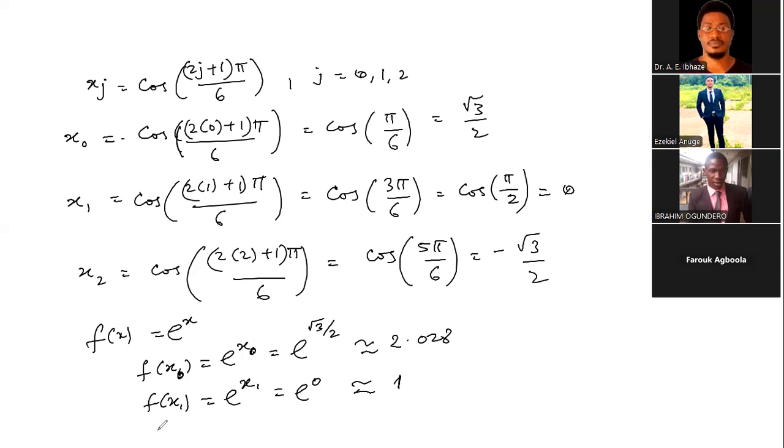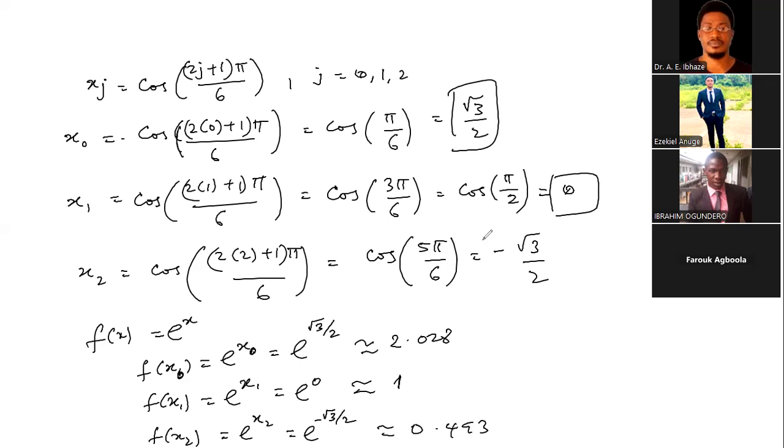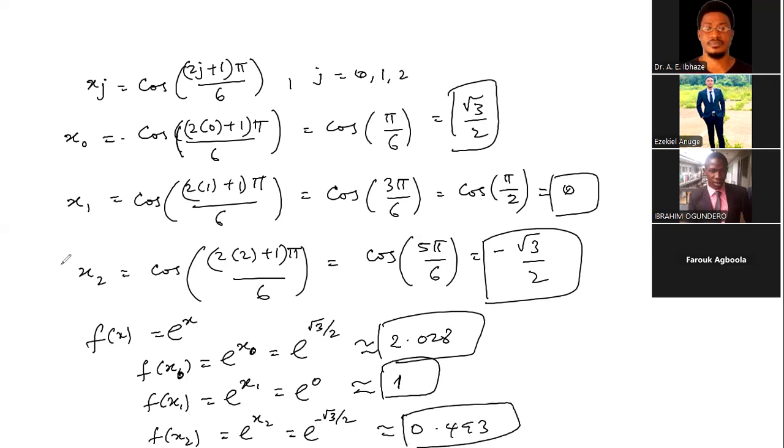And then f of S2 will be the same as epsilon to the power S2. We already know what S2 is, epsilon to the power minus square root of 3 over 2, which is approximately 0.493. Good. So now we've been able to evaluate these values. We know what they are, and now we can plug them into our expressions. We know what S0, S1, S2 are, and we know what f of S0, f of S1, and f of S2 are. So let us resolve the coefficients.